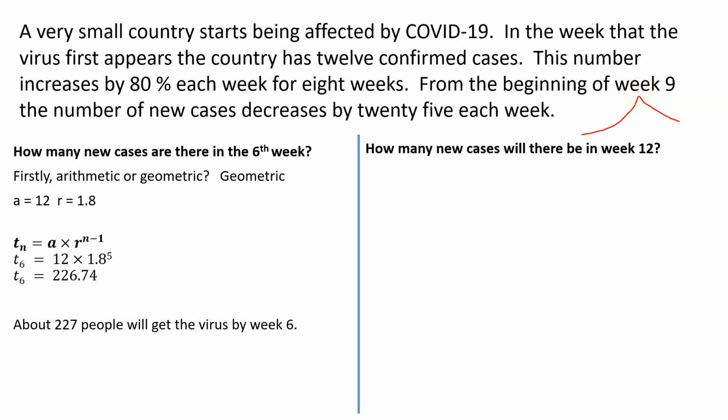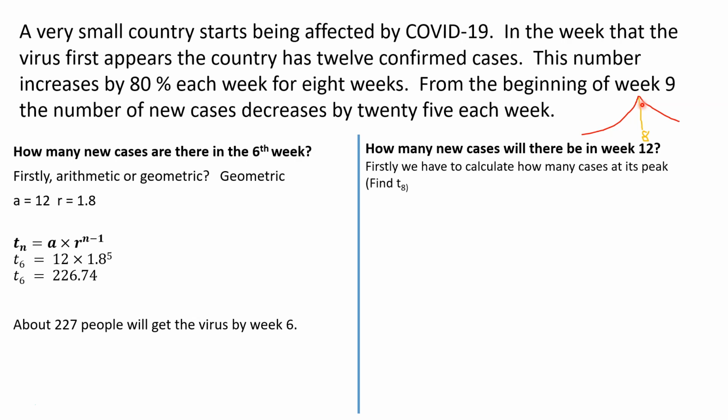Now the next part to remember is there is a peak here. From the beginning of week 9 it decreases, so the peak is occurring at week 8. Firstly we need to figure out when that is, because that's actually the start of the new sequence right here. So we need to calculate when it's at its peak. And when is its peak? Well, week 8. So we're going to find T8.